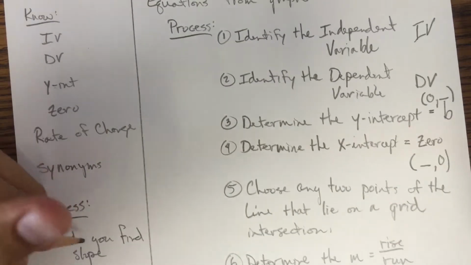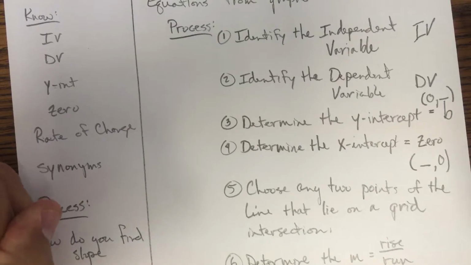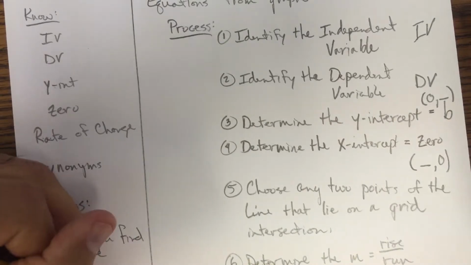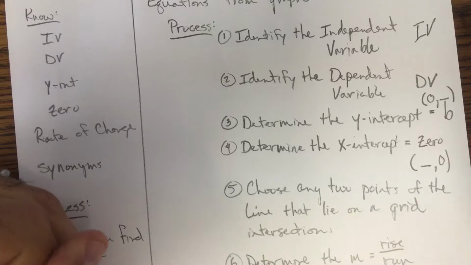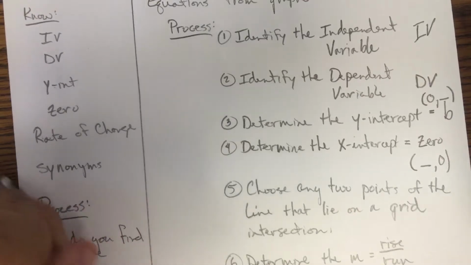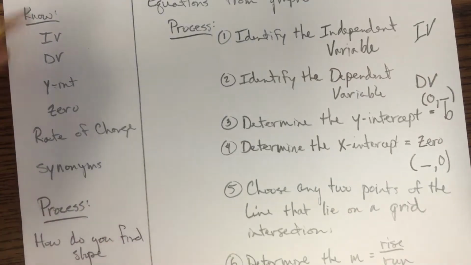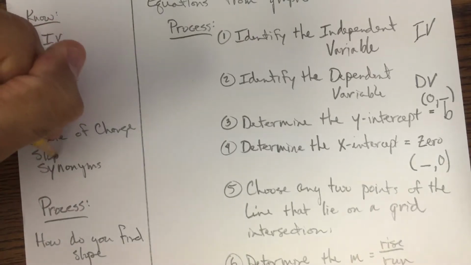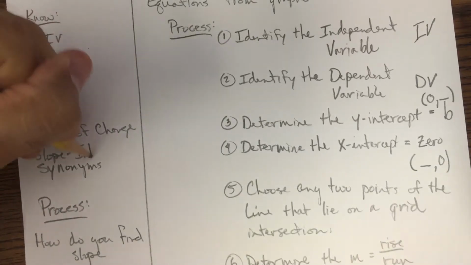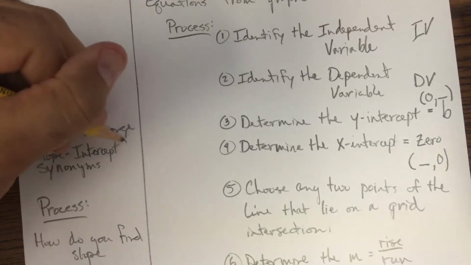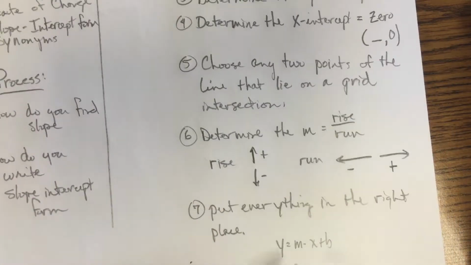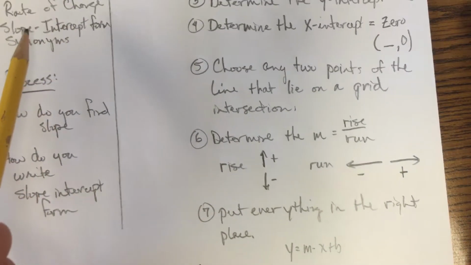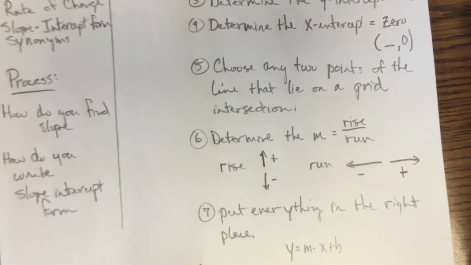And then the second process is, how do you actually write the equation? How do you write slope-intercept form? And in fact, I'm going to add this up here. You need to know slope-intercept form. You need to know that slope-intercept form is y equals mx plus b. These two are the same thing. Slope-intercept form, y equals mx plus b, same thing.